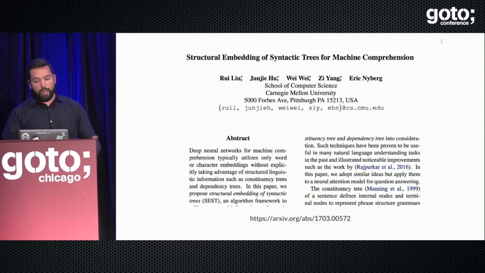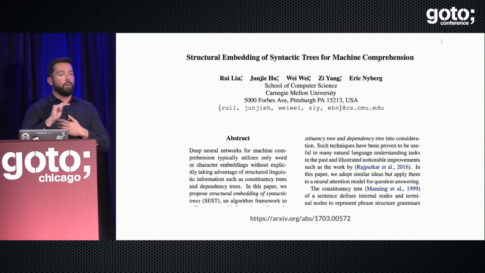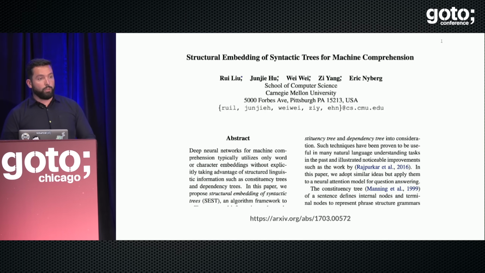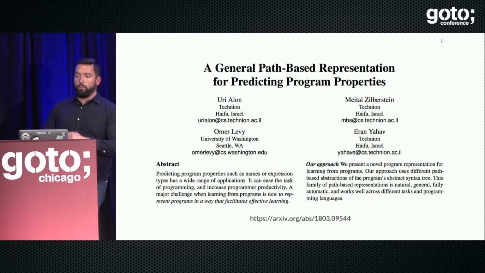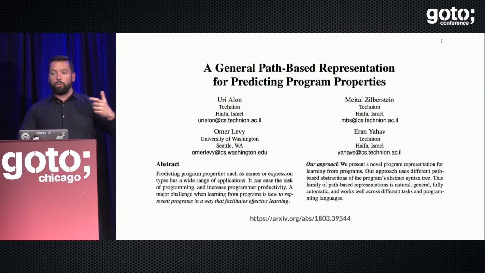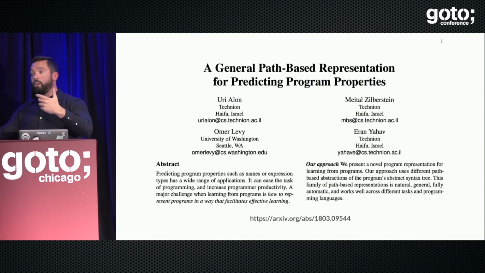There's two papers that I really like. The structural embedding of syntactic trees for machine comprehension. This is about actually natural language, but it applies really well to what we're trying to do. And also a general path-based representation for predicting program properties. Super interesting because rather than using the whole tree, it will say for loops, well, if it returns true, it's very different than if it returns an object, right? So it will be able to actually give that more relevance.